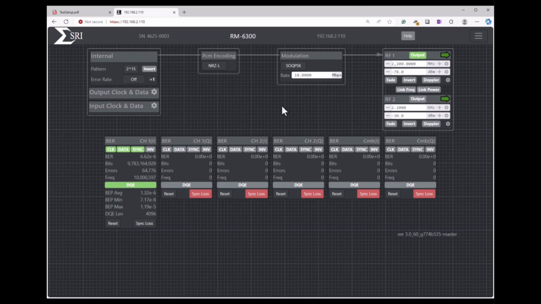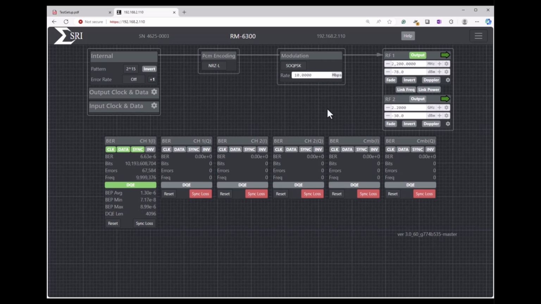What we're looking at here is the simulator's user interface, the GUI, in a browser. Starting at the left, we are internally generating a 2 to the 15th PRN sequence, NRZ-L encoded. We are modulating that with a Tier 1 SOQPSK-TG modulation at a data rate of 10 megabits per second. We are then outputting that as an RF signal at 2200 megahertz at a power level of minus 78 dBm for cabling over to the receiver.